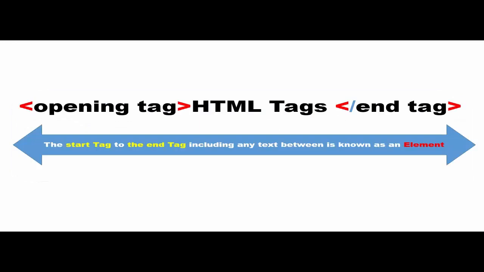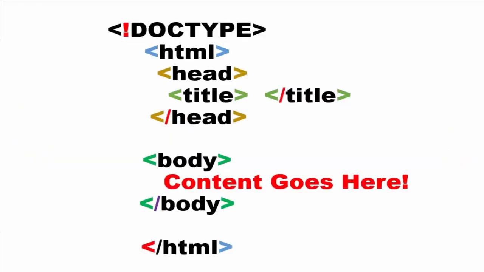HTML stands for Hypertext Markup Language. HTML is a language that your web browsers use to communicate to you about a web page or a website. HTML uses tags and elements to communicate with web browsers. HTML is used to create the structure of a website.